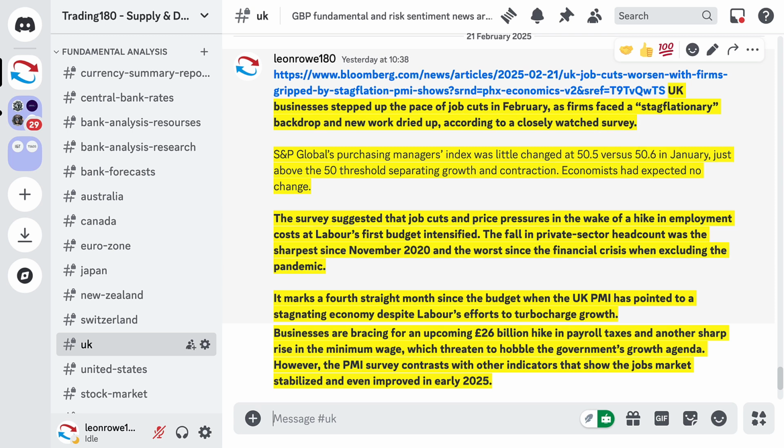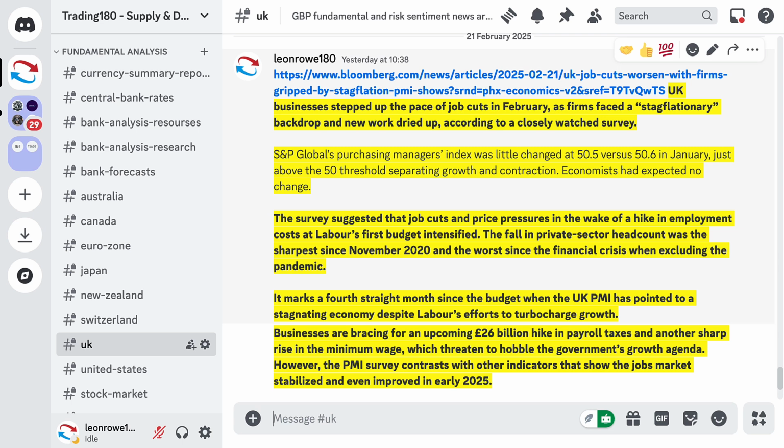So it says here, UK businesses stepped up the pace of job cuts in February as firms faced a stagflationary backdrop, and new work dried up, according to a closely watched survey. The S&P Global Purchasing Managers Index was little changed at 50.5 versus 50.6 in January, just above the 50 threshold separating growth and contraction. Economists had expected no change. The survey suggests that job cuts and price pressures in the wake of a hike in employment costs at Labour's first budget intensified.